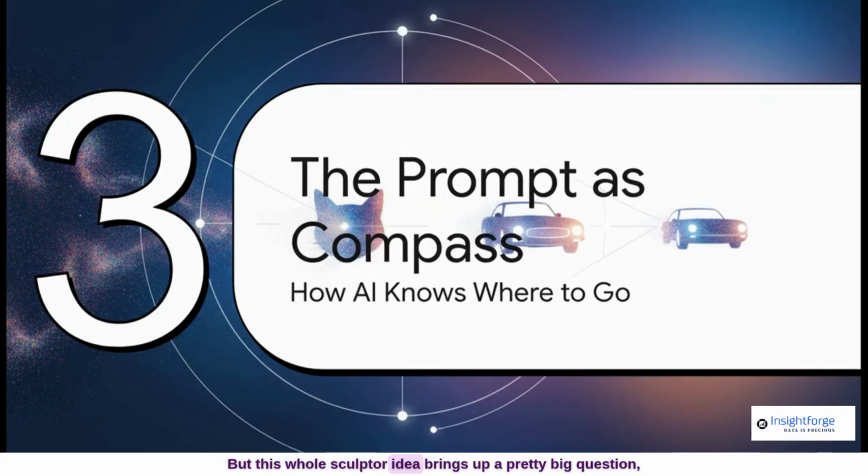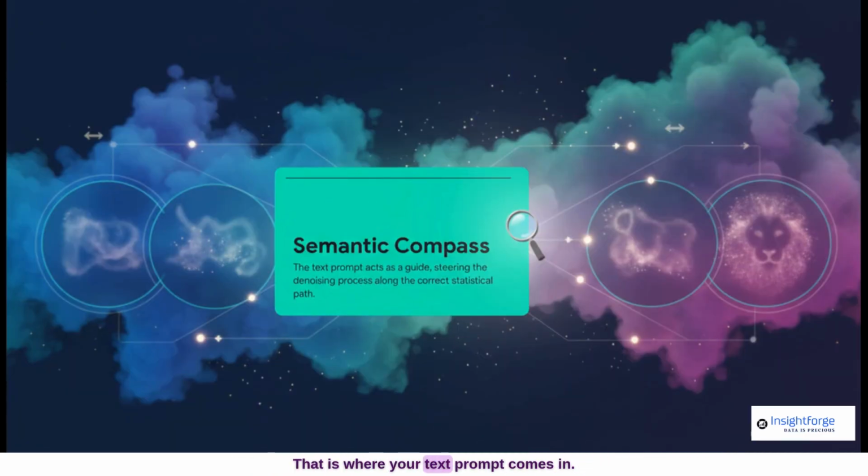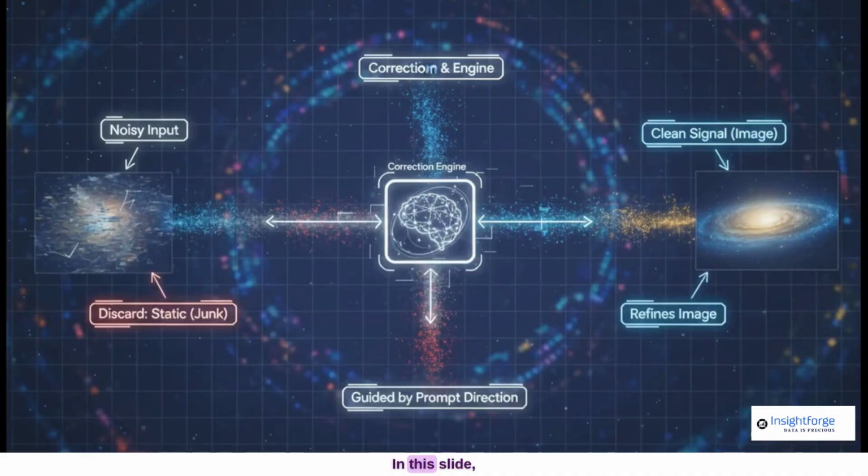But this whole sculptor idea brings up a pretty big question, right? How does the sculptor know what it's supposed to be carving? If it's just removing random noise, how does it end up with a cat instead of a spaceship? That is where your text prompt comes in. The words you type, like a majestic lion at sunrise, they don't tell the AI what to draw. Instead, they act like a semantic compass. They give the AI a destination, a target, and they steer that whole denoising process along the right path through all that chaos.